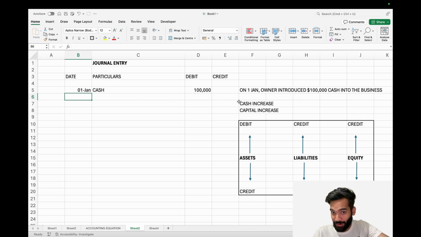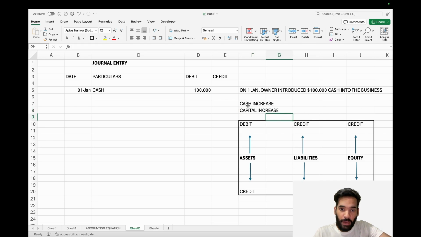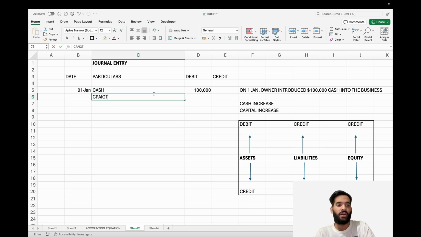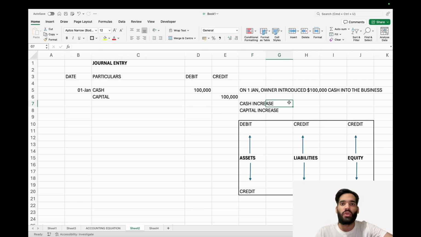Let's do this part. Capital increase. We already discussed capital is an equity account, and if you notice, capital is increasing, so equity increases on the credit side. That's it. We just prepared our first journal entry by only knowing the rules of journal entry and the concept behind which account is going up or down.